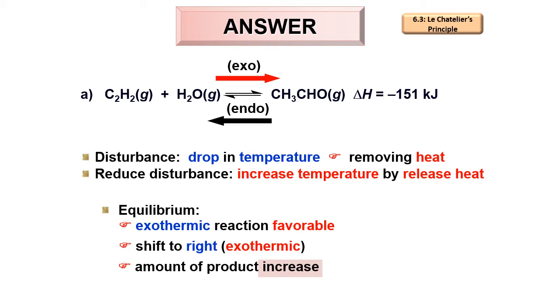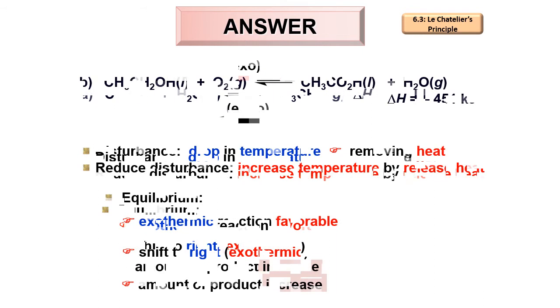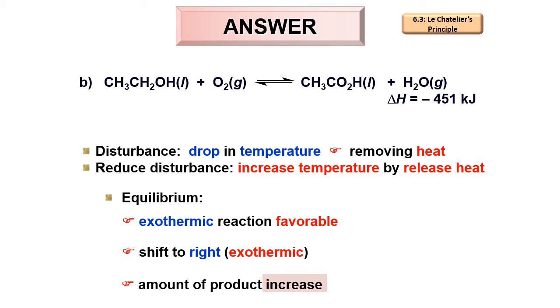We have to answer according to the question, because the question just asked about the shifting and the amount of product. So the amount of product for this case, CH3CHO, increases. Ignore the liquids because both of them are liquid. So here is the gas, here gas.